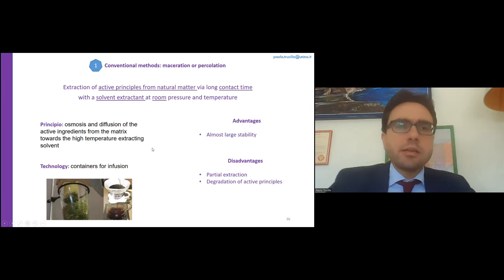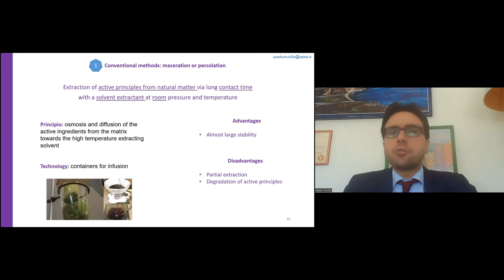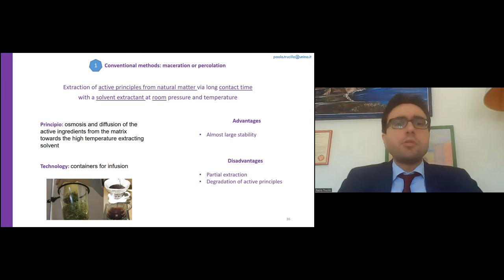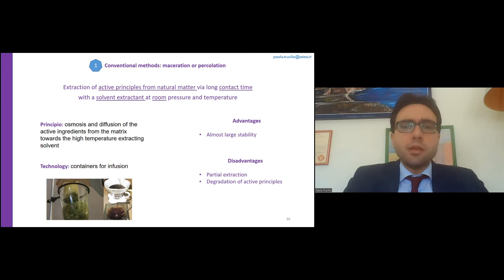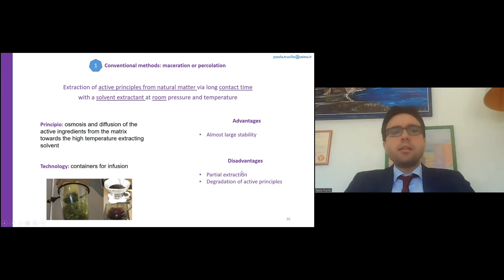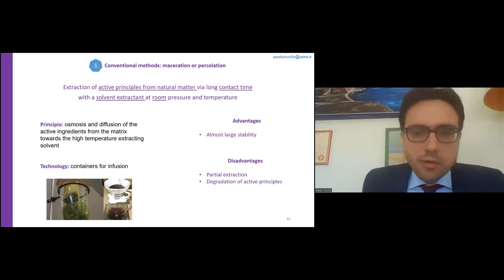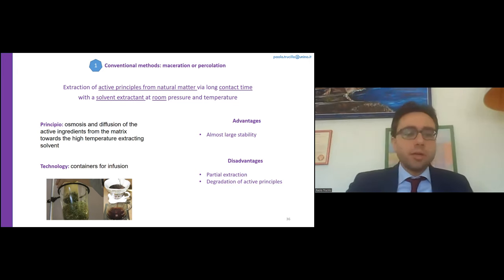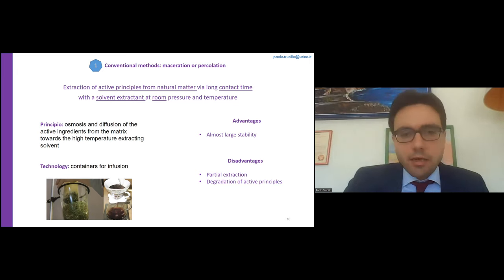Conventional methods for the extraction are, for example, maceration or percolation. And this consists in the extraction of active principles from natural matter that can be very different. We need very long contact times, and we also need to work at room pressure and temperature, for example. We have some stability, but the disadvantages are that we sometimes reach a partial extraction, and sometimes, not for all the processes, we can reach a degradation of active principles that we want to entrap in our carriers.